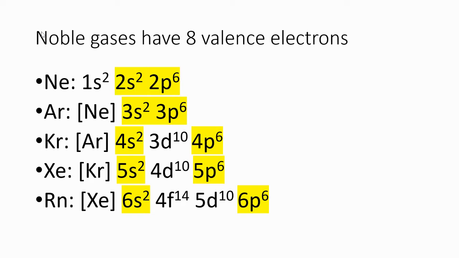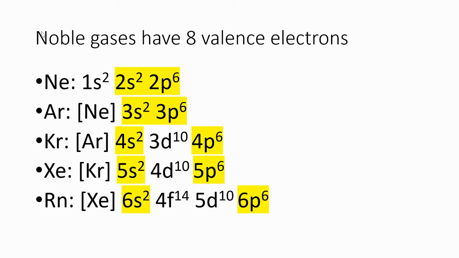Neon, the s and the p of the second energy level are the highest, or the outermost electrons. For argon, it's the s and p in the third energy level. For krypton, even though there are d electrons, those electrons are in the third energy level. The s and p are in the fourth energy level. For xenon, the s and p are in the fifth energy level. The d is in the fourth energy level, and so on.